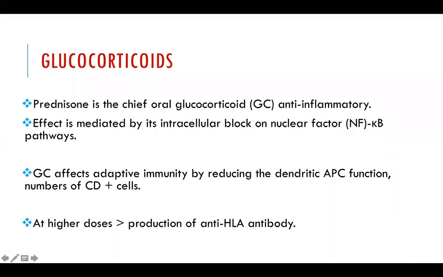glucocorticoids. Prednisone is the chief oral glucocorticoid anti-inflammatory. Its effect is mediated by its intracellular block on the nuclear factor kappa-B pathway. Glucocorticoids affect the adaptive immunity by reducing the dendritic antigen-presenting cell function and number of CD cells. At higher doses of glucocorticoids, it causes production of anti-HLA antibodies.